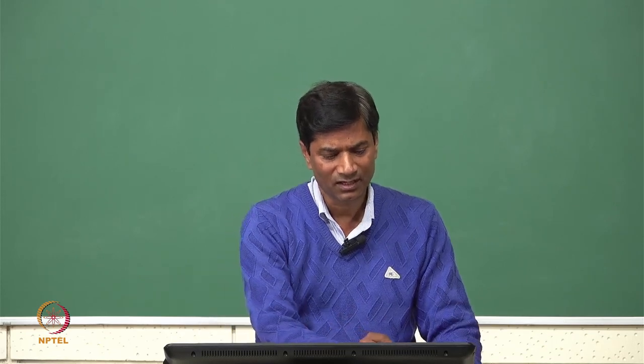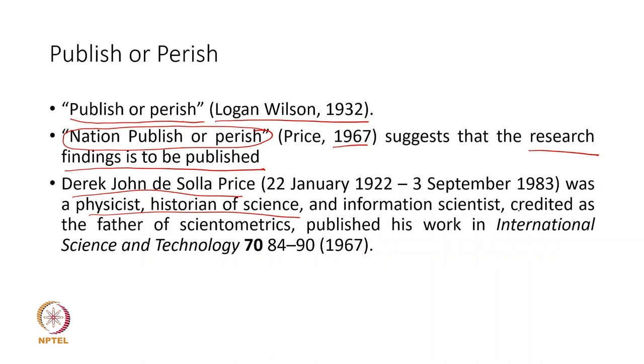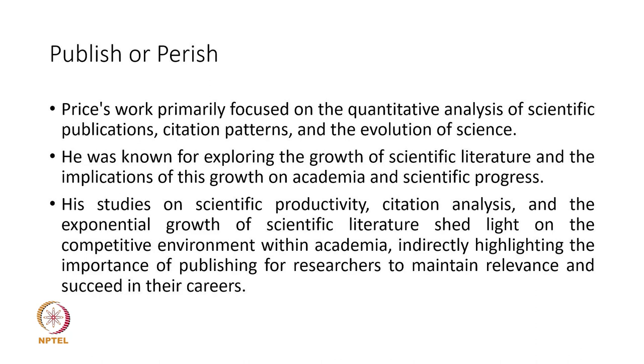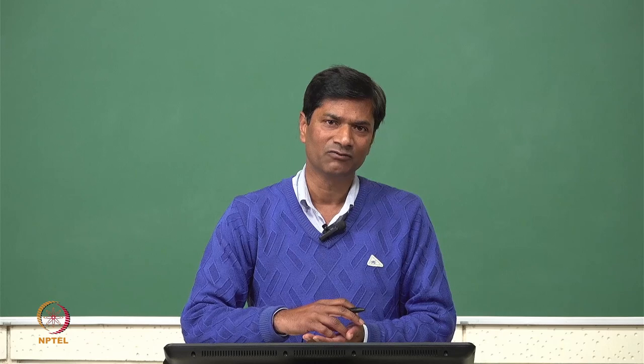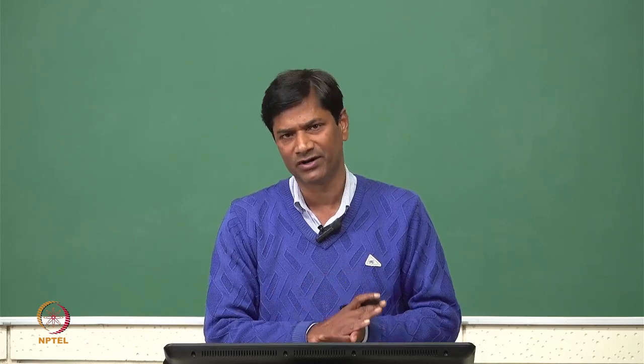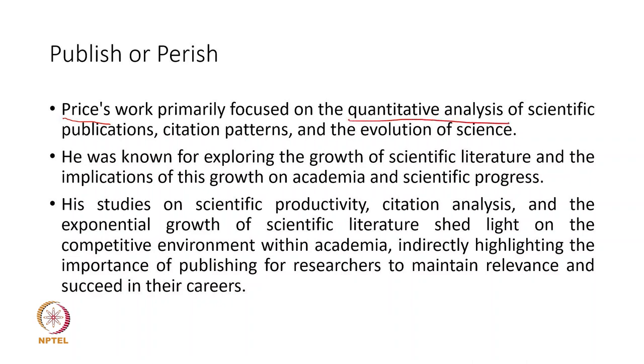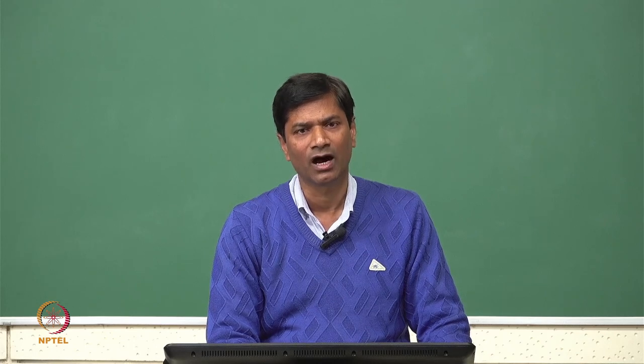Price was a physicist and a historian of science, and he is credited as the father of scientometrics. Hence, the contribution of Derek John de Solla Price is very important in science communication and scientometrics. Now, Price's work primarily focused on quantitative analysis of scientific publication. When you talk about measuring scientific publication, there are two ways of measurement. One is quantitative, the other is qualitative. Price's work is basically quantitative analysis, and in the latter part of my lecture, I will be discussing different quantitative techniques which can be used for the measurement of science.